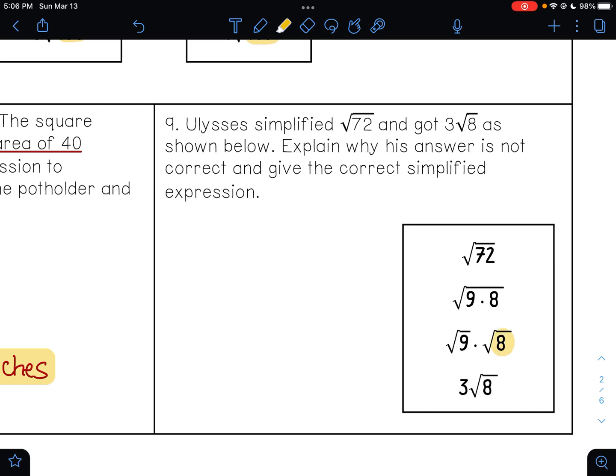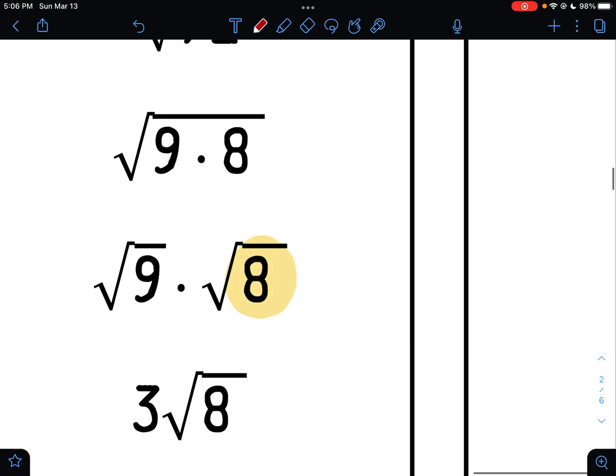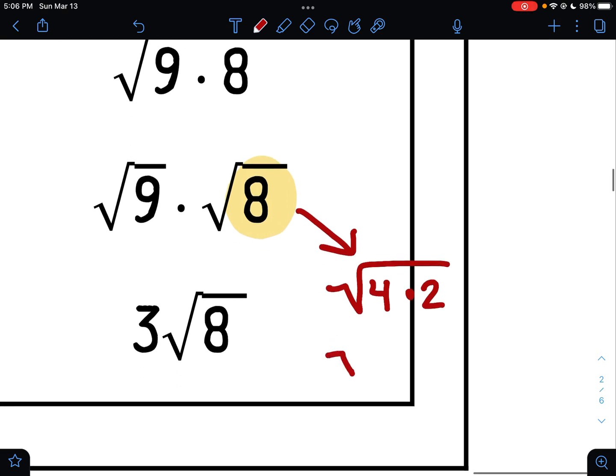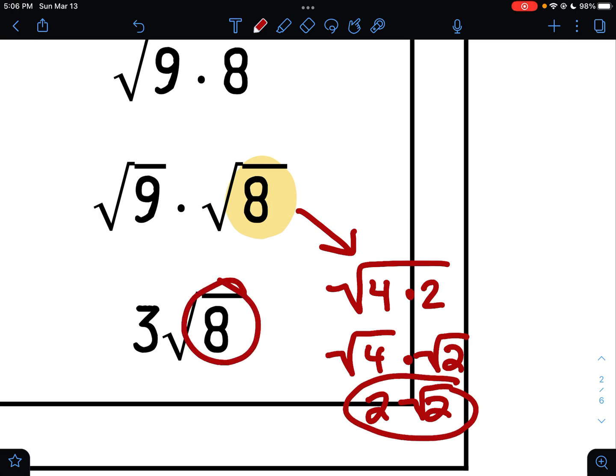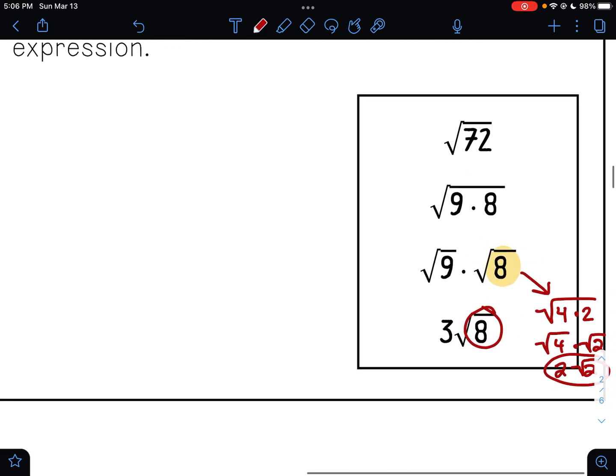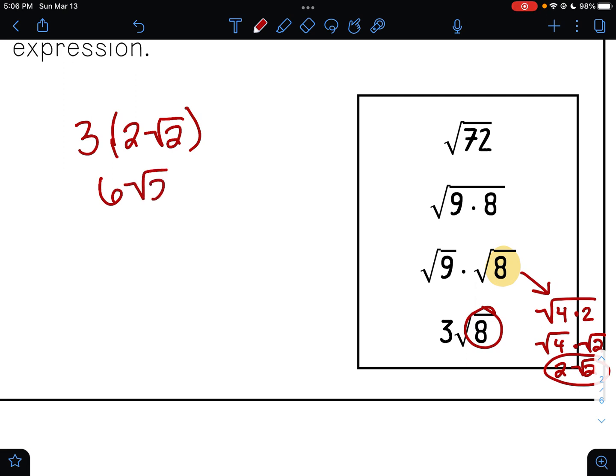But we know that the square root of 8 can be broken down into the square root of 4 times the square root of 2. Well, the square root of 4 times the square root of 2 is 2 rad 2. So we need to take this and replace it here. Okay, so that leaves us with 3 times 2 square root of 2, which is 6 square root of 2.